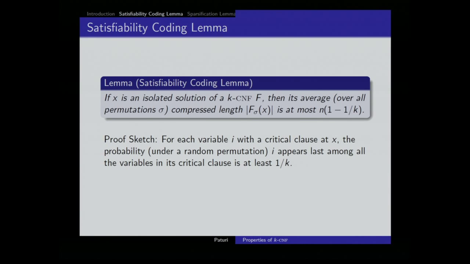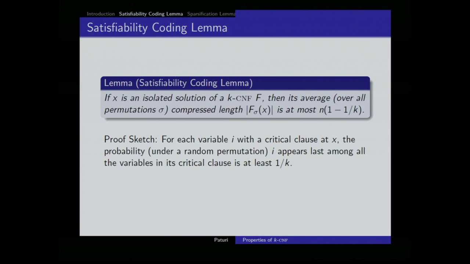So the argument is the following. It's a very simple argument, a one-line proof. If you take the satisfying assignment x, which is isolated, then it has a critical clause for each variable. So if you fix a variable i, and if you take a random permutation, the probability that the variable appears after all the corresponding variables in its critical clause is 1 in k.